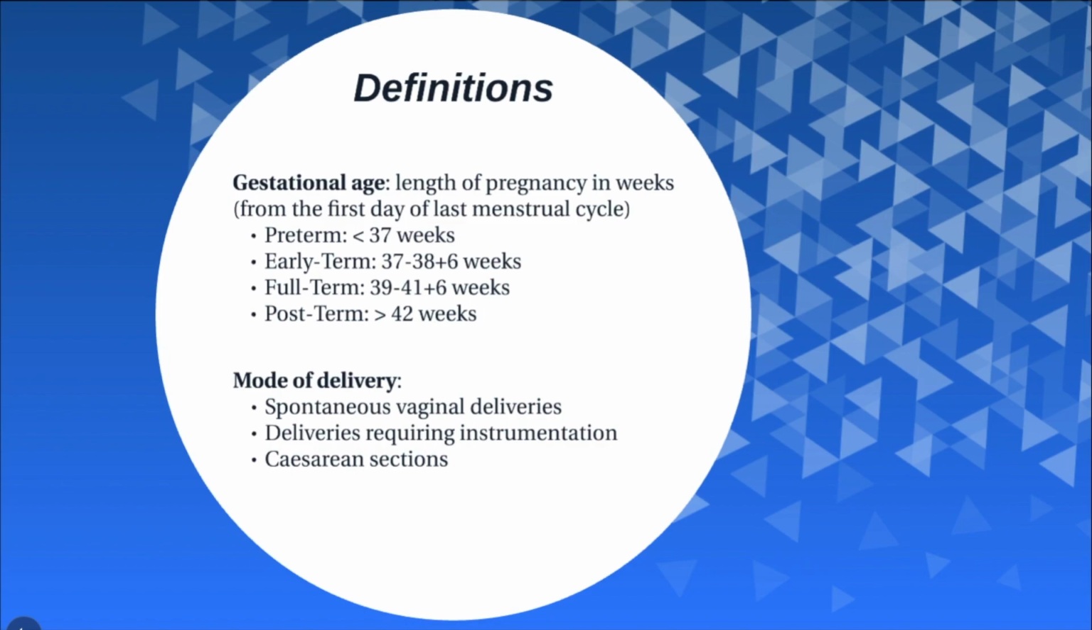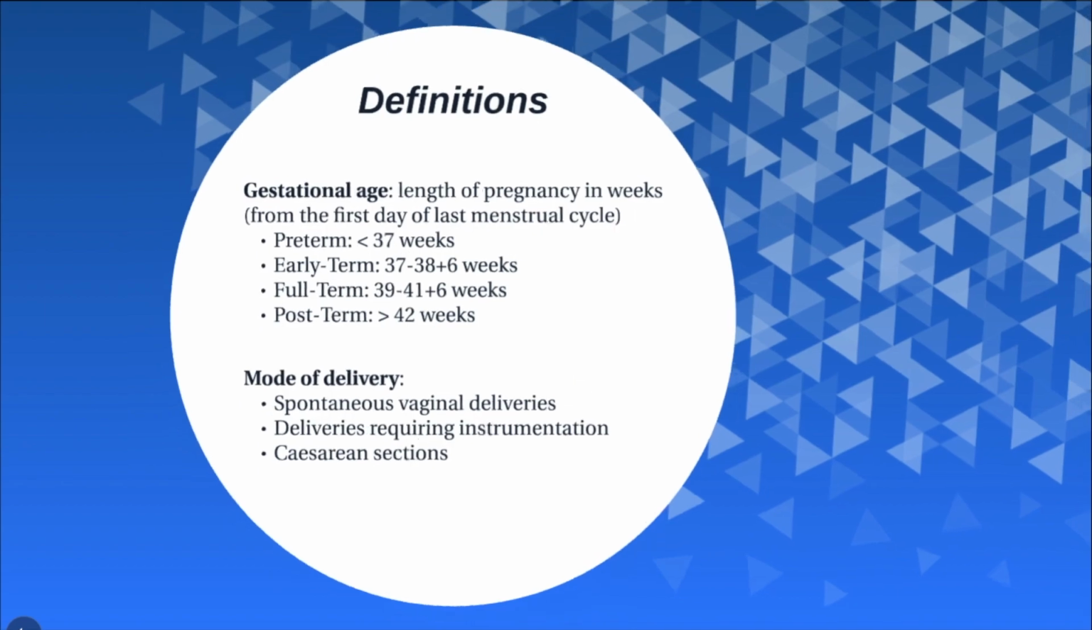A normal pregnancy ranges from 37 weeks to 41 weeks and 6 days, which is called term. Births are categorised as pre, early, full or post-term, depending on their length relative to this. And the second variable is mode of delivery, which can be either spontaneous vaginal deliveries, births requiring medical instrumentation such as forceps, or caesarean section deliveries.